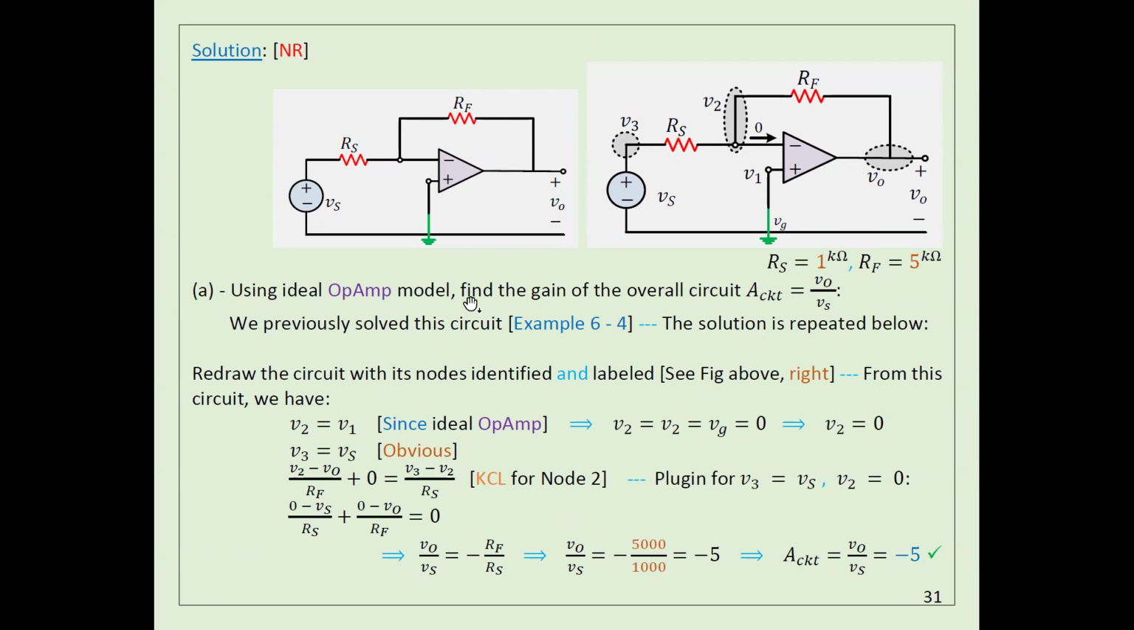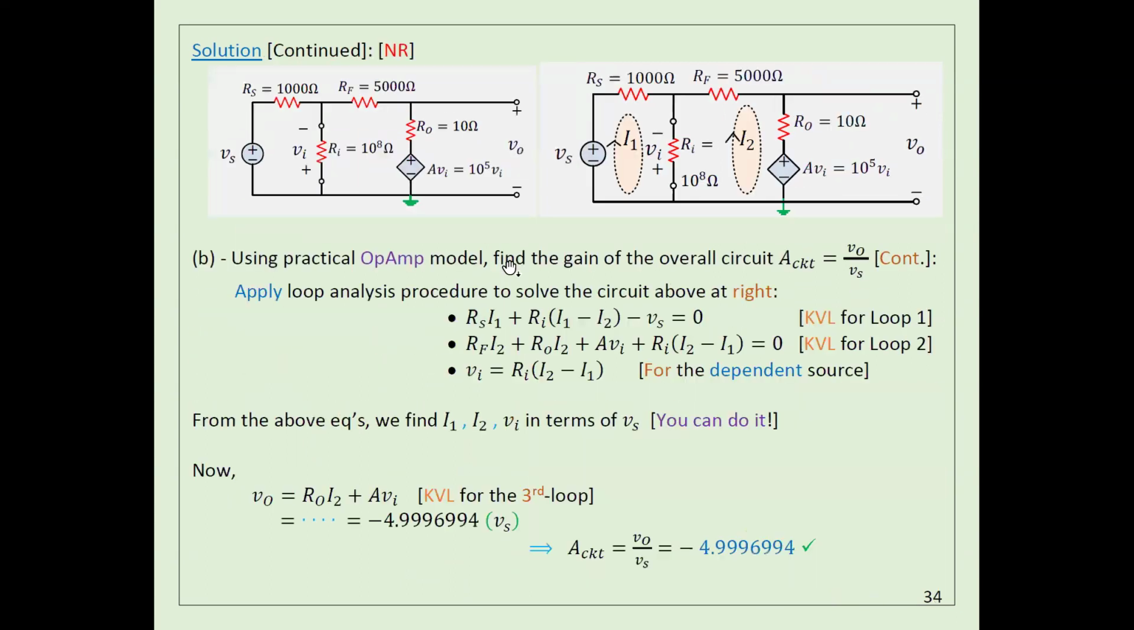I got -5. But I want to show you now, if I use the exact model, it's really funny, I will find that the gain is equal to -4.9996. Look how small the error is. I just complicated the circuit. So the purpose of this example is to tell you that the ideal model we are using makes the calculation very easy, and it gives very good accuracy. So there is no need to use this model.